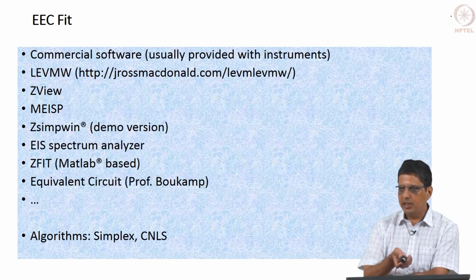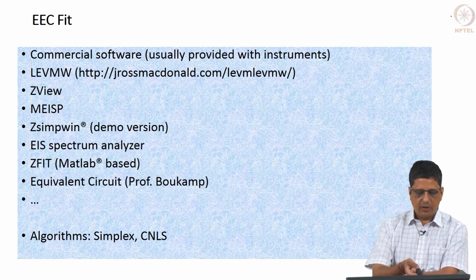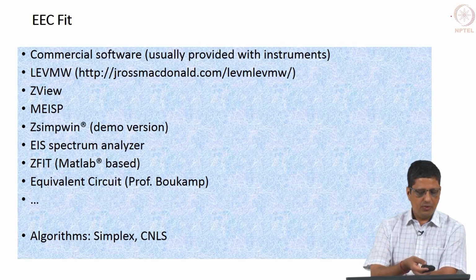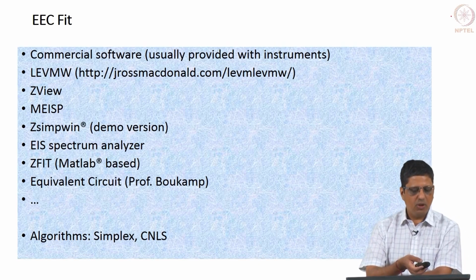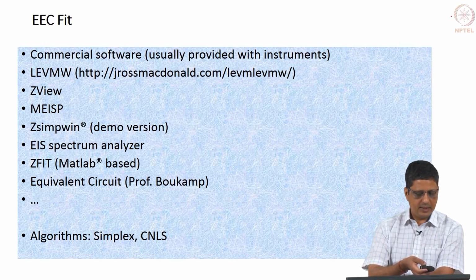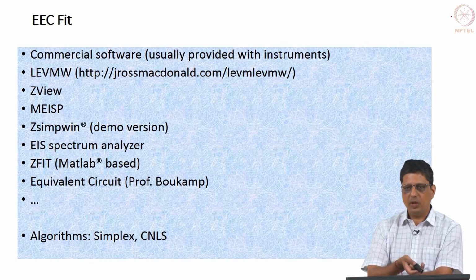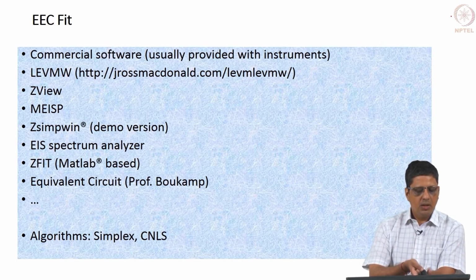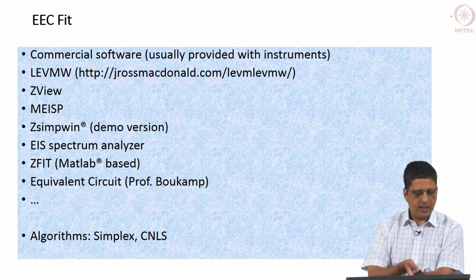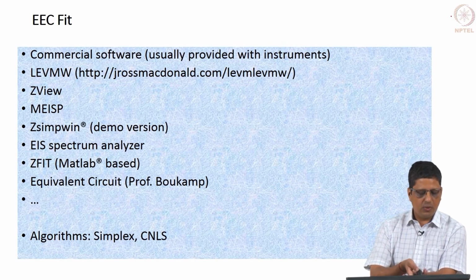Now, there are many software that are available to get these values. Commercial software usually comes with the instruments. Publicly you can get a software from Ross McDonald's website. You can get a Z view, I think it is a demo, I am not very sure. You can get another software called multiple AAS program. You can get a demo version of a commercial software called Zimfin. That is what we usually use, not the demo version, we bought it with the instrument. You have something called AAS spectrum analyzer, you have a MATLAB based program, ZFIT, I think there is also one called ZFIT GUI.